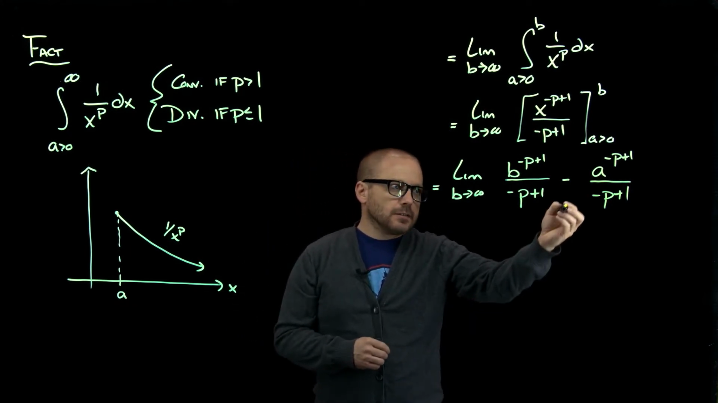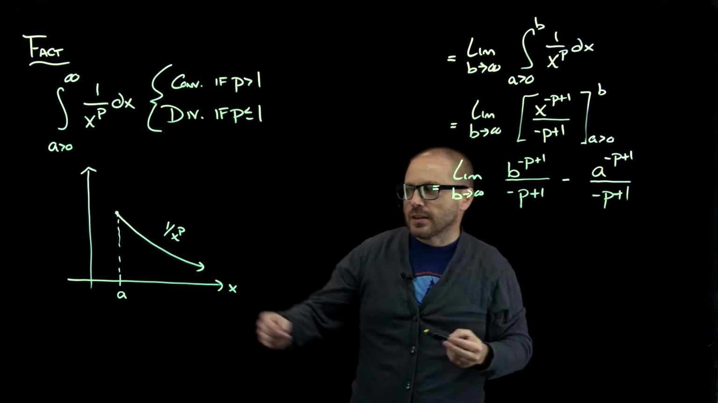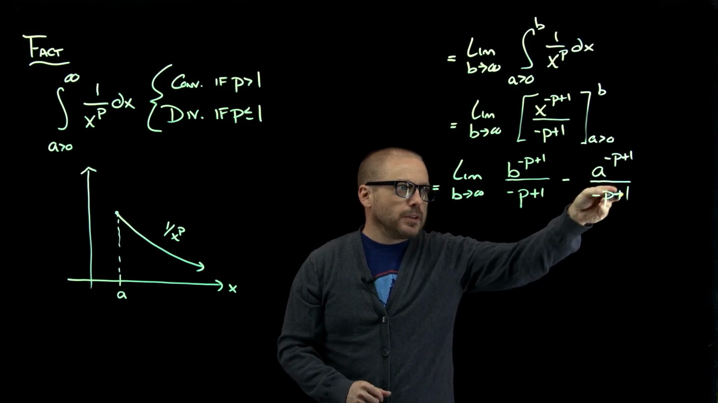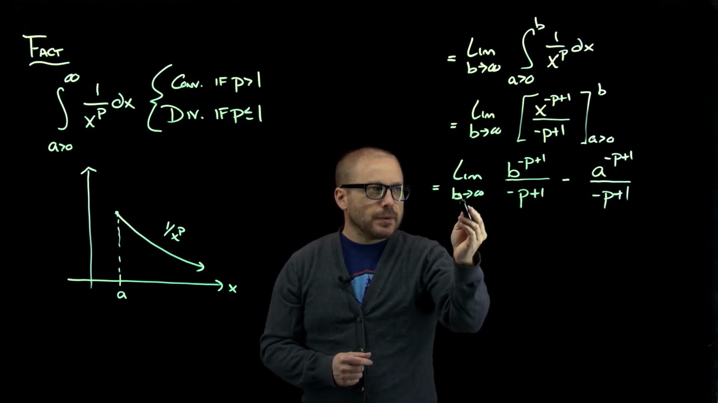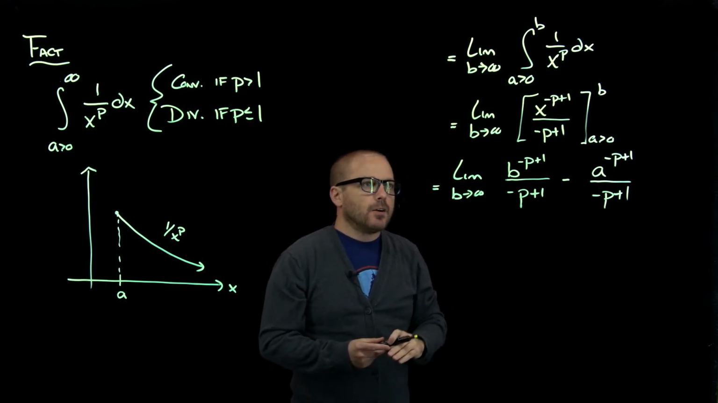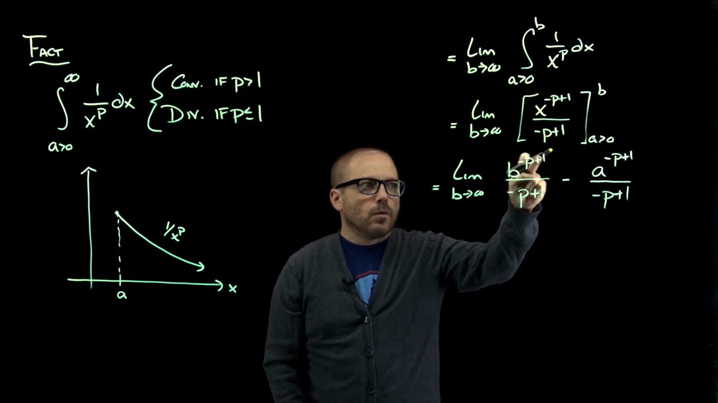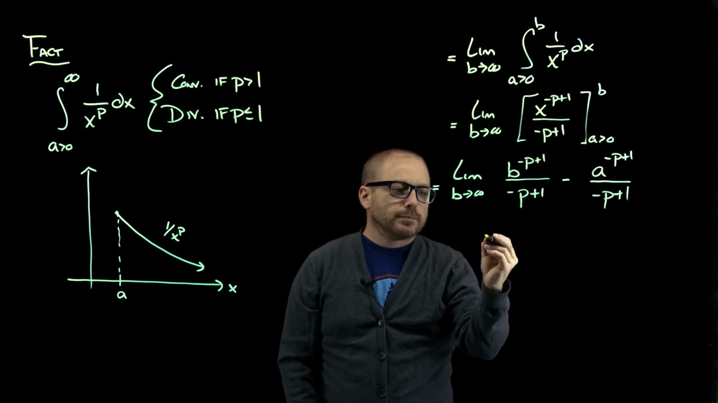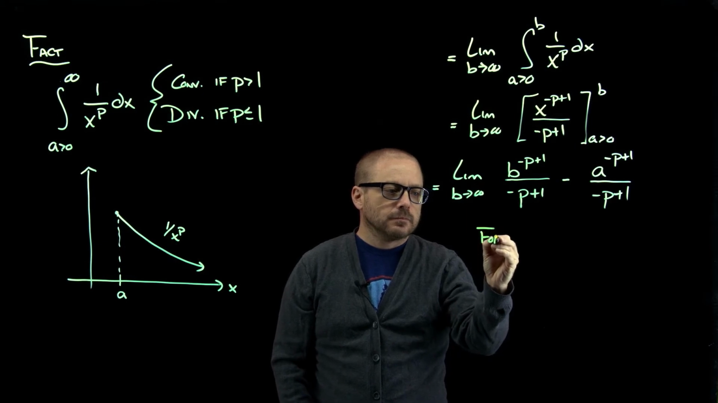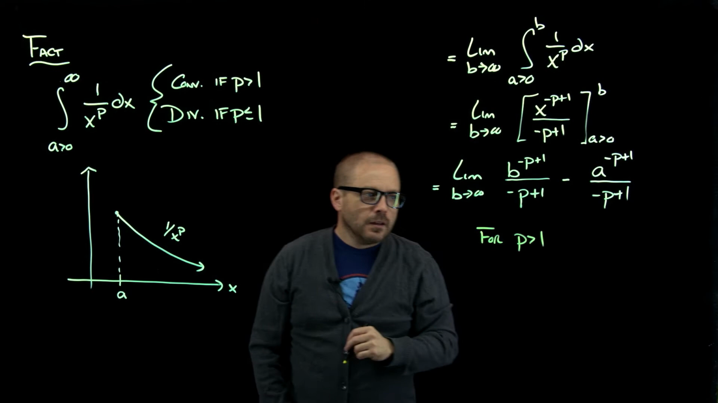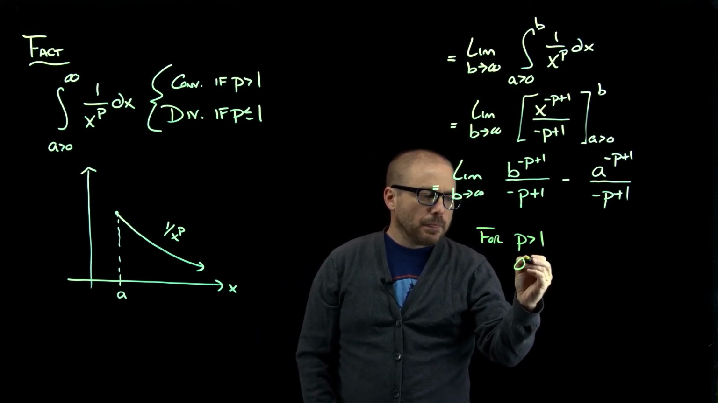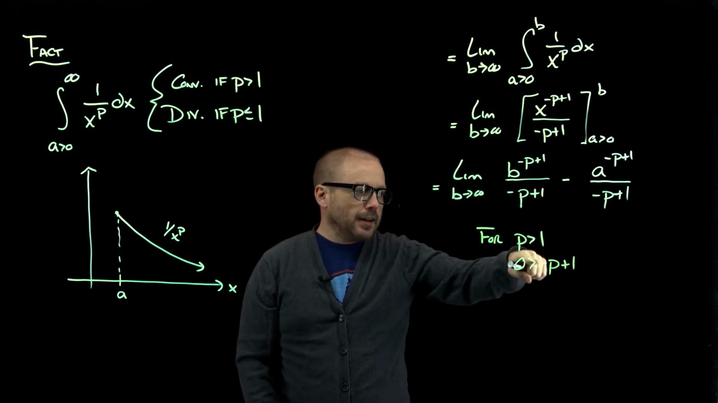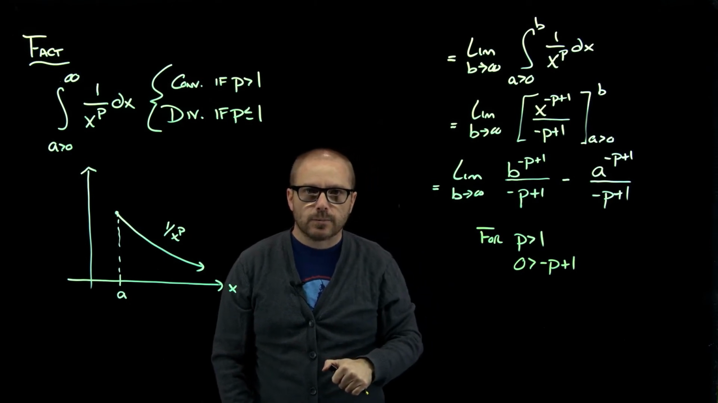Now this part really has nothing to do with convergence or divergence. Remember, a is just some number. We could be starting at 1 or 2 or 15. So regardless of p, that's just a constant. What matters is what's happening as b goes to infinity here. And notice what could happen with this exponent if, say, p is greater than 1. Well, I'm going to subtract that p to the other side. Then that exponent, negative p plus 1, is actually a negative exponent.